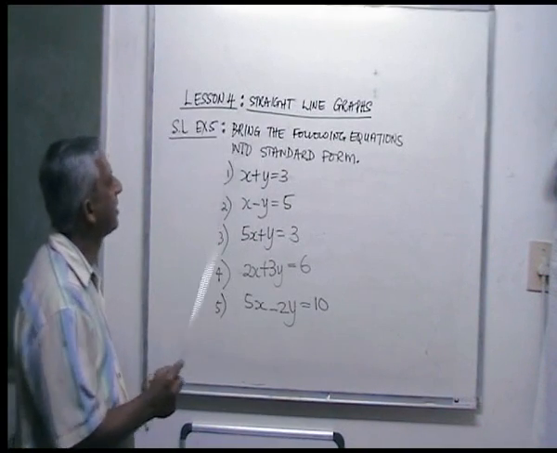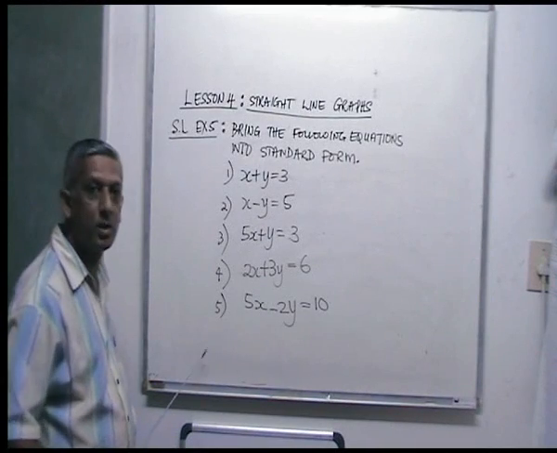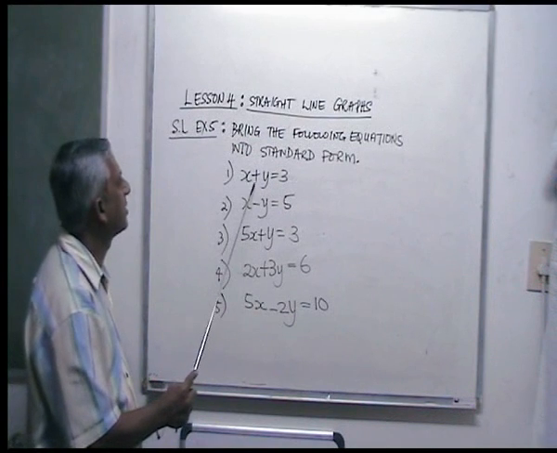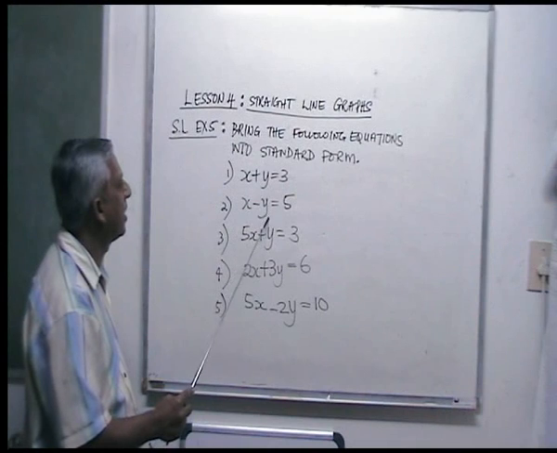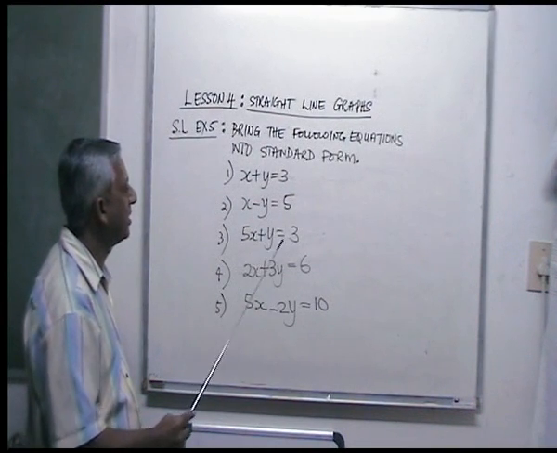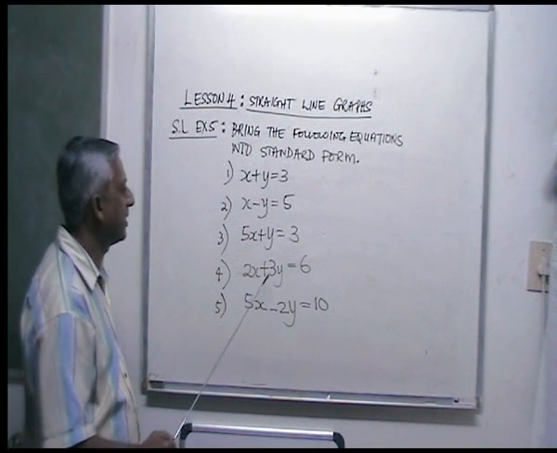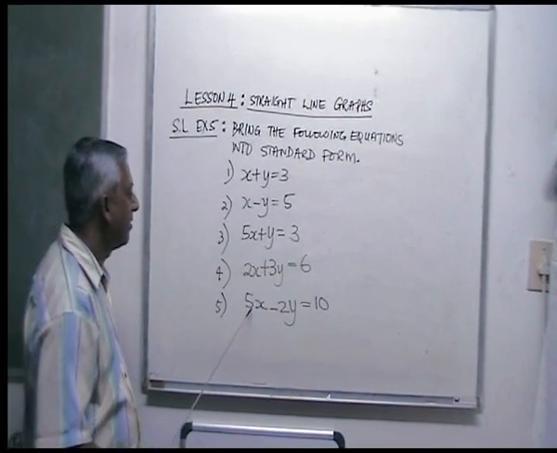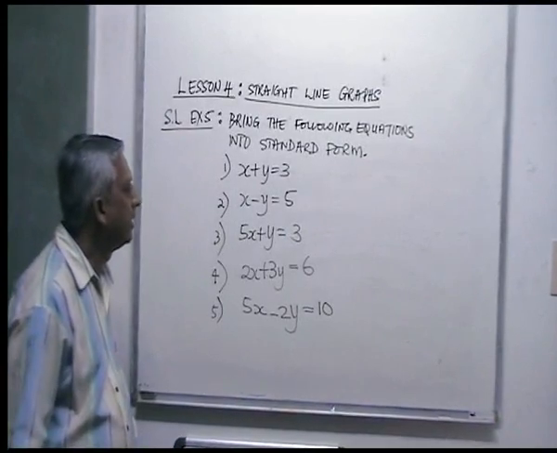Okay, so here's a little exercise where you have to bring the equations into standard form. Number 1, x plus y is equal to 3. Number 2, x minus y is equal to 5. Number 3, 5x plus y is equal to 3. Number 4, 2x plus 3y is equal to 6. And number 5, 5x minus 2y is equal to 10.